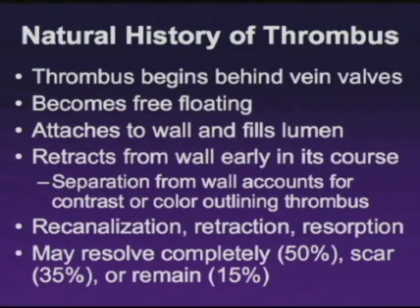The thrombi begin behind those vein valves, typically in the calf veins. As it gets bigger and bigger, it's going to be free-floating in the lumen of the vein, and then eventually actually fill the vein and attach completely to the wall. Even as the body is creating a thrombus and it's getting bigger, the body is acting on this and beginning to retract the vein. So there's a natural ebb and flow and growth and regression of the thrombi.